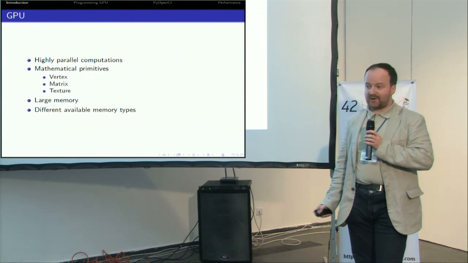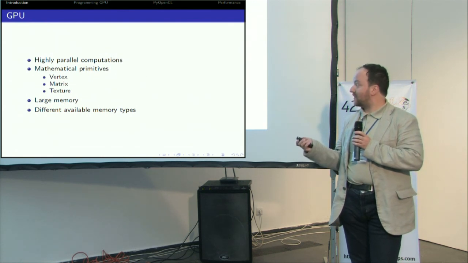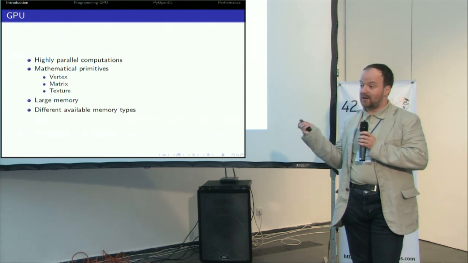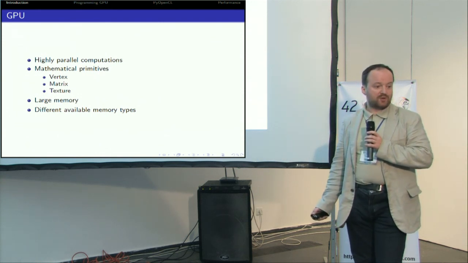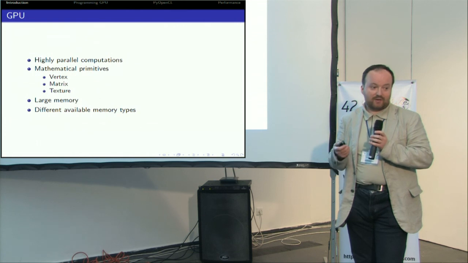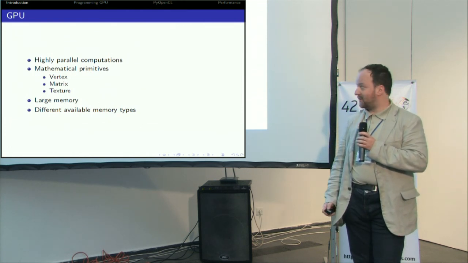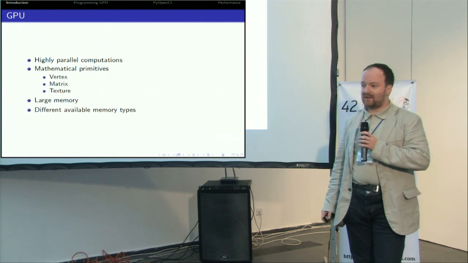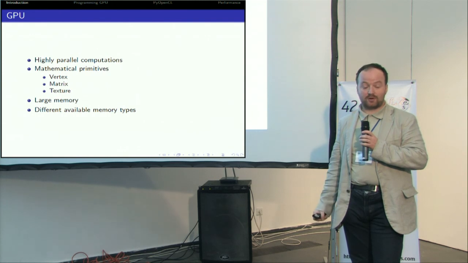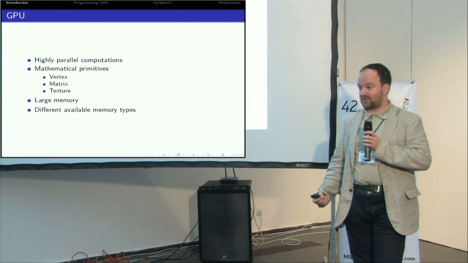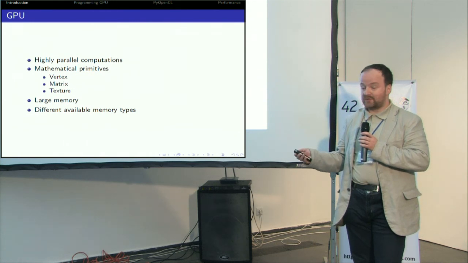GPUs can operate on many different data types, like single numbers, vectors, matrices, and image fragments, which we call textures. GPUs also have large memory, like 500 megabytes, 1 gigabyte, 2 gigabytes in top levels. And they have many different memory types: memory for display, memory for textures, constant memory for those data primitives.